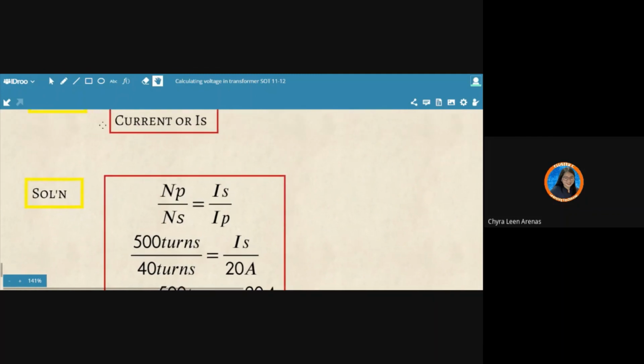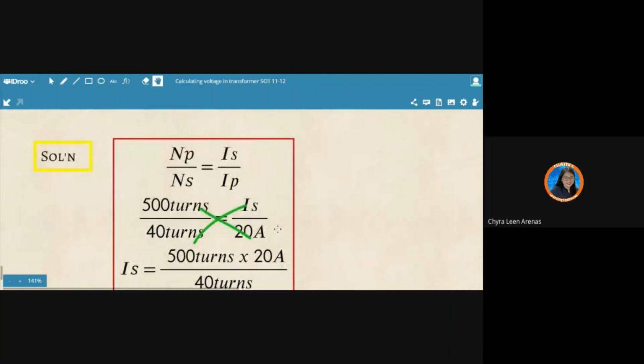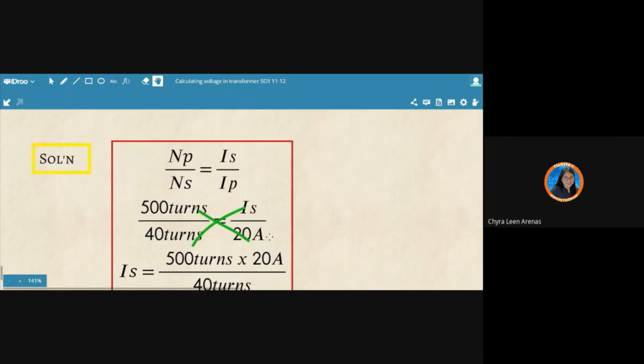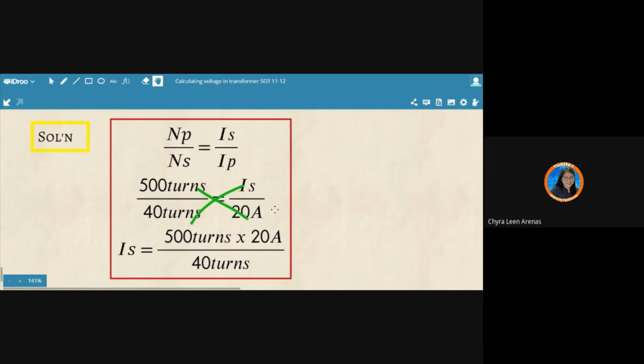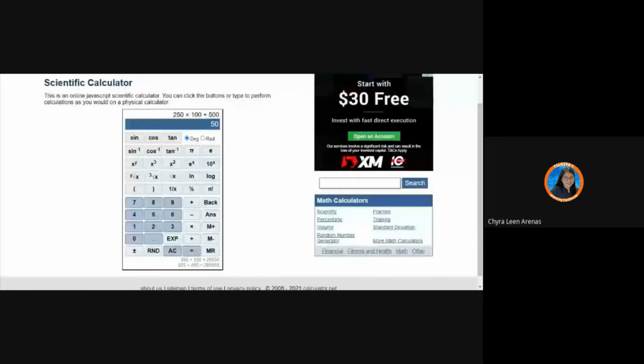So cross multiply the following. 500 multiplied by 20, and IS multiplied by 40 turns. So IS equals 500 multiplied by 20 over 40 turns. What is the answer? Let's go to the calculator. 500 multiplied by 20, and we divide that by 40 turns. Let's see what the answer will be. The answer will become 250.